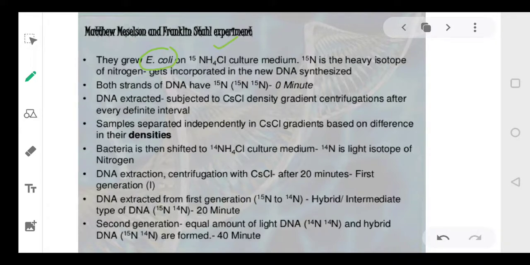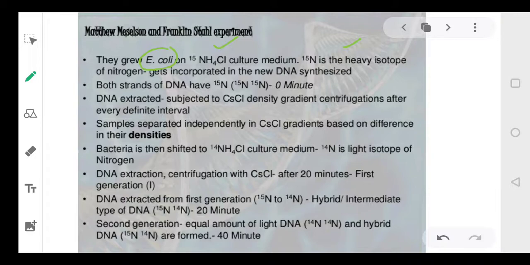Okay. Now first of all, they grew the E. coli on a culture medium that was having ammonium chloride with nitrogen 15. The medium was having nitrogen 15. Now this nitrogen 15 is a heavy isotope, so when it is being incorporated in the DNA, DNA will also become heavy. Okay?